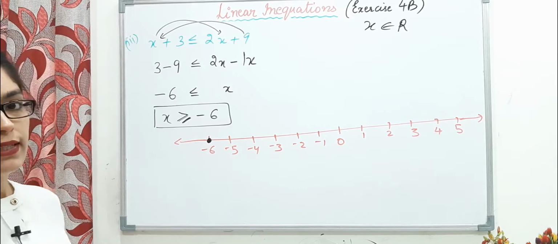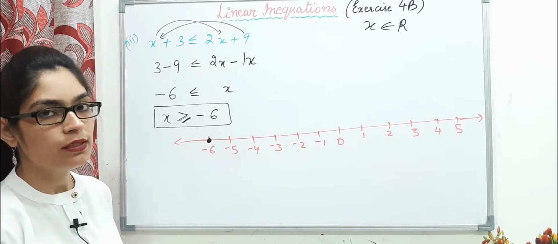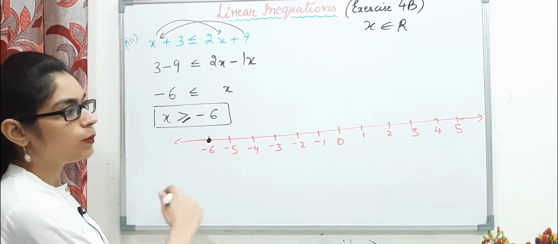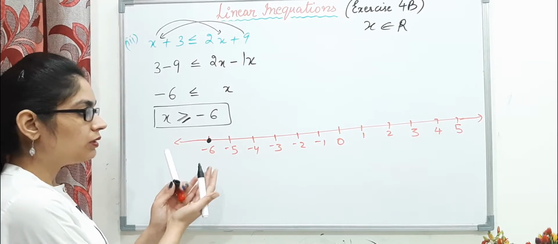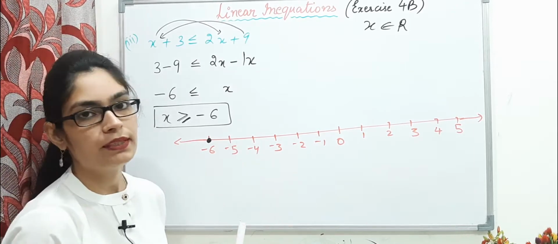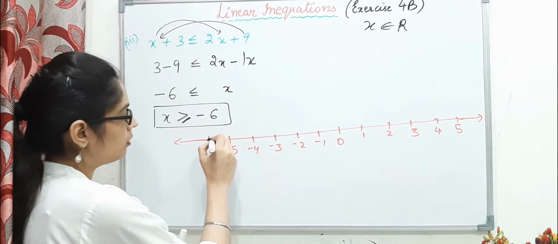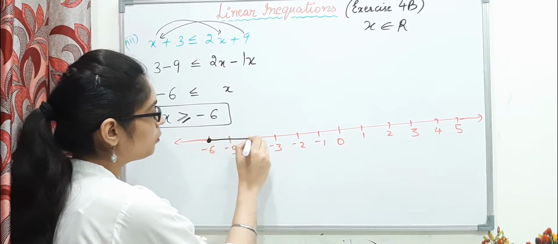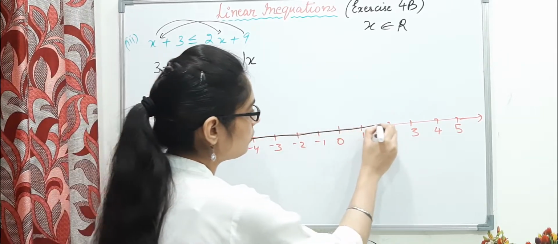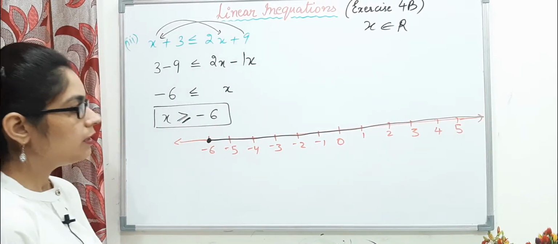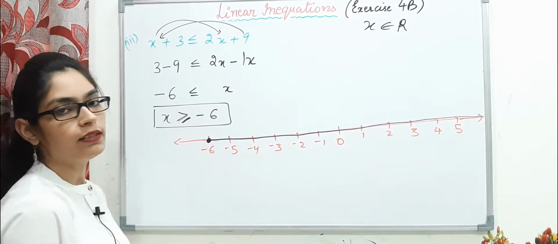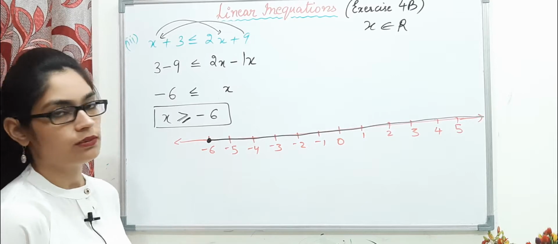Now x is greater than, greater means we have to go towards the positive side, because all the positive numbers including these numbers, they will be greater than -6. So positive side we have to go, and positive side means right side we have to go. So this is the representation of x greater than or equal to -6.